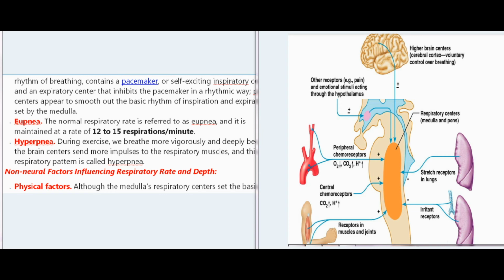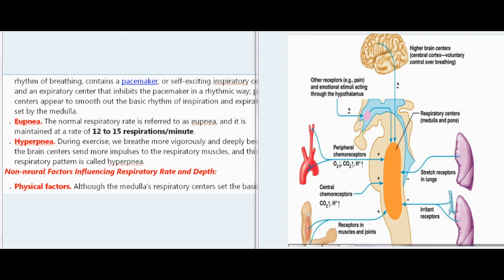Eupnea. The normal respiratory rate is referred to as eupnea, and it is maintained at a rate of 12 to 15 respirations/minute. Hyperpnea. During exercise, we breathe more vigorously and deeply because the brain centers send more impulses to the respiratory muscles, and this respiratory pattern is called hyperpnea.